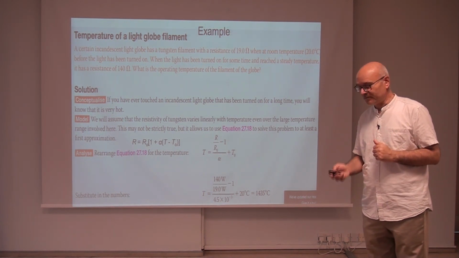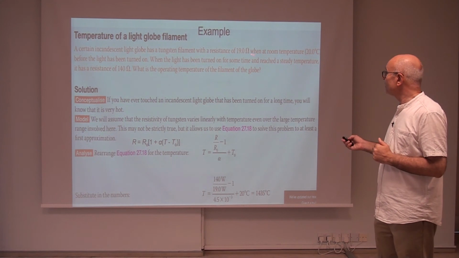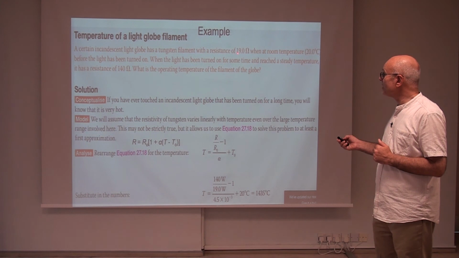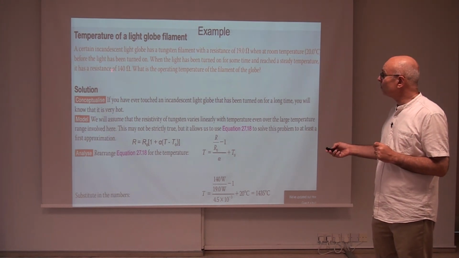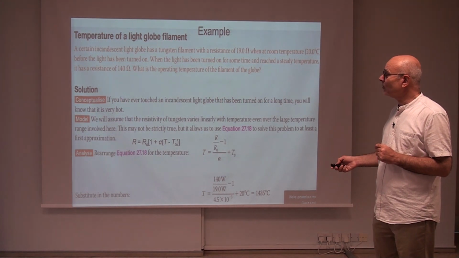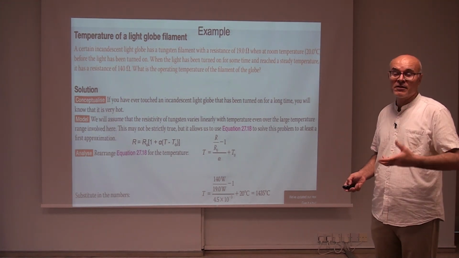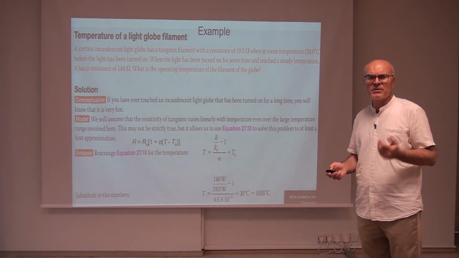So this is the temperature of the tungsten filament in a standard light bulb, okay, which is quite high. And note that the resistance of that tungsten filament changes from 19 to 140 ohms. That's about 10 times when it is heated up, okay, which is a substantial change actually.